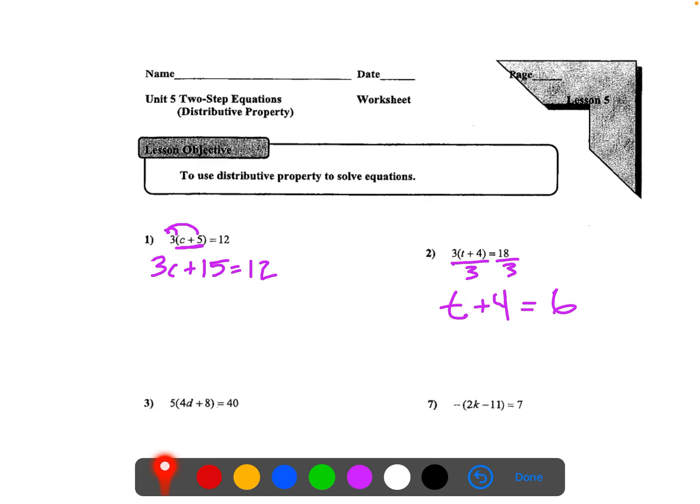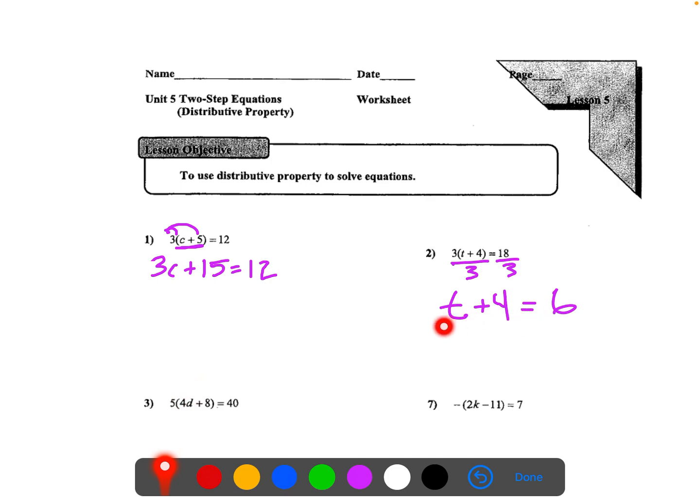In 3, you see that we have 5 groups of this group of 4D plus 8. Now, in the past examples that we've done, we've always just had a variable by itself. This isn't a big change, but now our group doesn't just have one variable in it. Our group has 4 D's in the group itself, and now we have to look at having 5 of those. So if we're going to distribute like this, we're taking 5 times 4D. That would be equivalent to 20D. All right? Just keep that in mind.